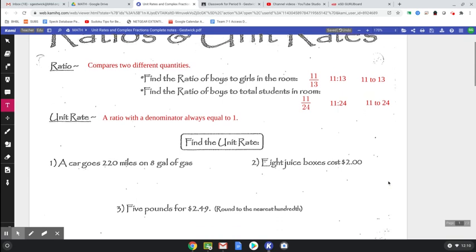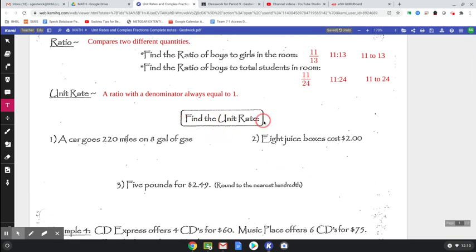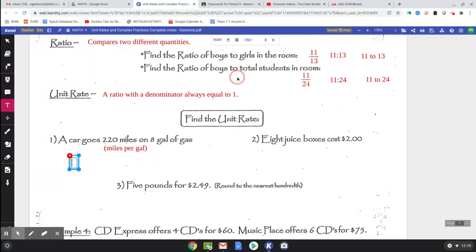Okay, so find the unit rates. A car goes 220 miles on 8 gallons of gas. So I'm going to put here that we want to figure out how many miles per gallon this car is going. So check this out, miles per gallon. The order matters. So when you set up your fraction, it's going to be miles over gallons. Miles per gallon. You read the fraction line as per. Okay, so what do we have here?